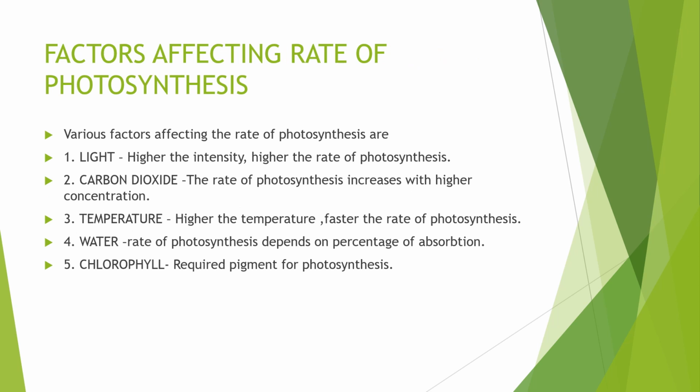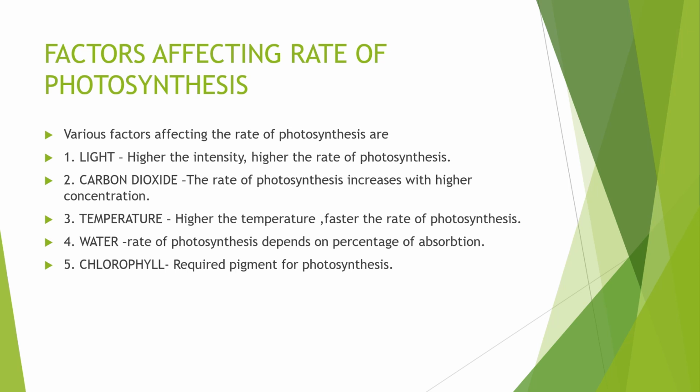Students, in this slide, we will know about factors affecting the rate of photosynthesis. There are various factors which affect the rate of photosynthesis. Some are light, carbon dioxide, temperature, water, and chlorophyll. So let us discuss the first factor, that is light. Light is very important for photosynthesis. Higher the intensity of the light, higher the rate of photosynthesis. When light is dim, the rate of photosynthesis will decrease. So we can say higher the intensity of sunlight, higher the rate of photosynthesis.